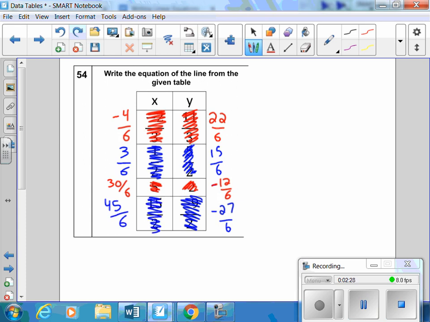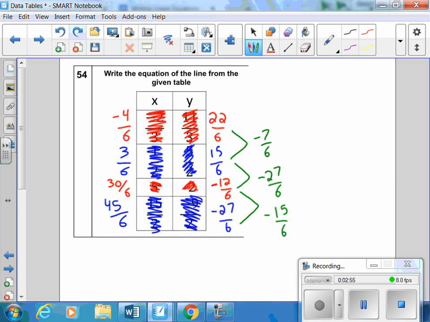Okay, so now we should be able to figure out the change in y and compare it to the change in x. If you go from 22 over 6 to 15 over 6, you're going down 7 over 6. If you go from 15 over 6 to negative 12 over 6, you're going down 27 over 6. And then negative 12 over 6 down to negative 27 over 6, that'd be down 15 over 6.